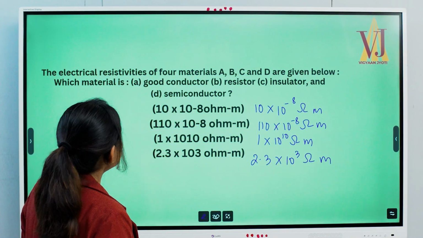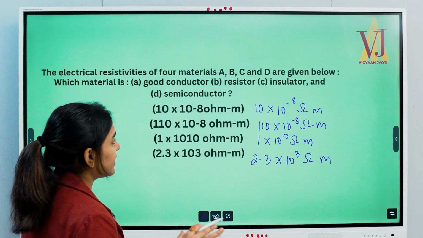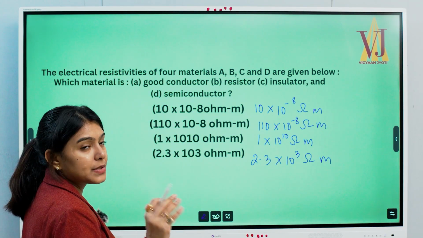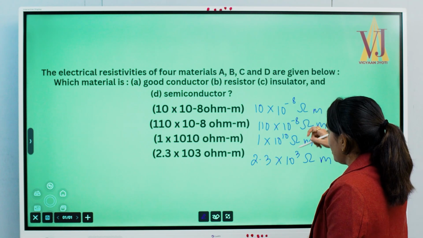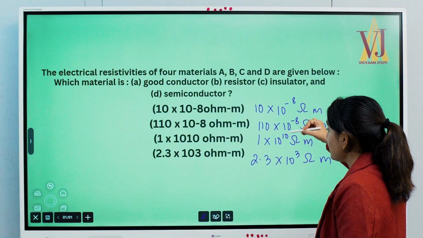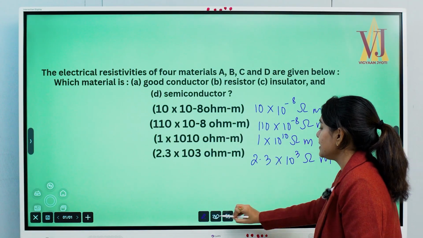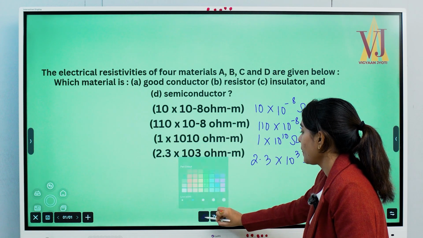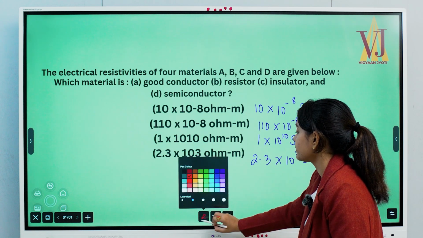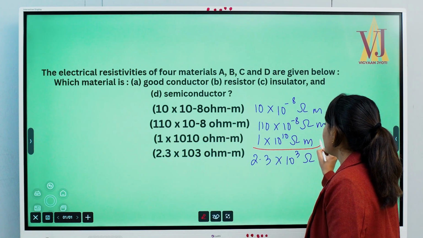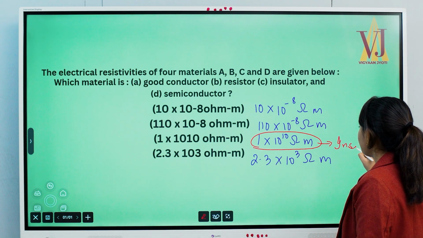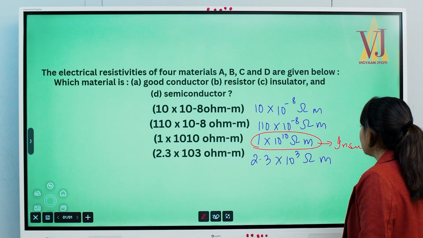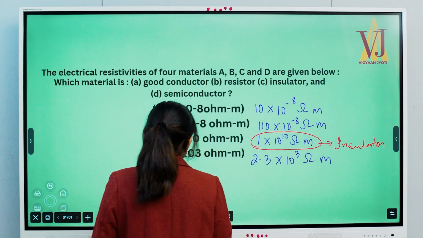Now first, we have to go with the insulator. That is the easiest thing. The insulator has the highest resistance. Since these two are negative resistance, we will keep them aside. Now these are the two positive resistances: 10 to the power 10 and 10 to the power 3. Definitely this is the largest. If this is the largest, that means this will be my insulator. Clear? Okay. Next.